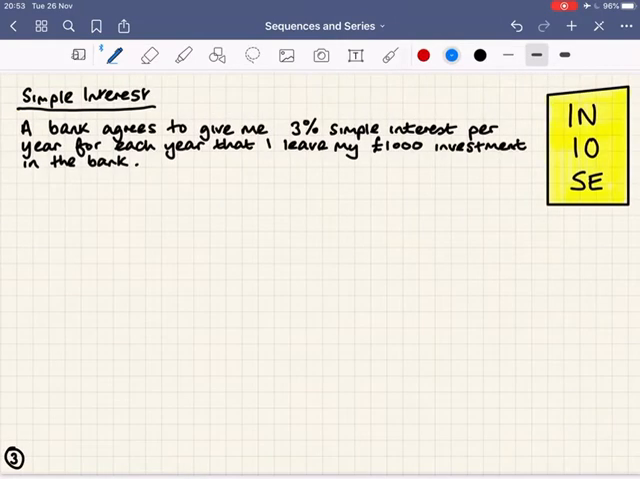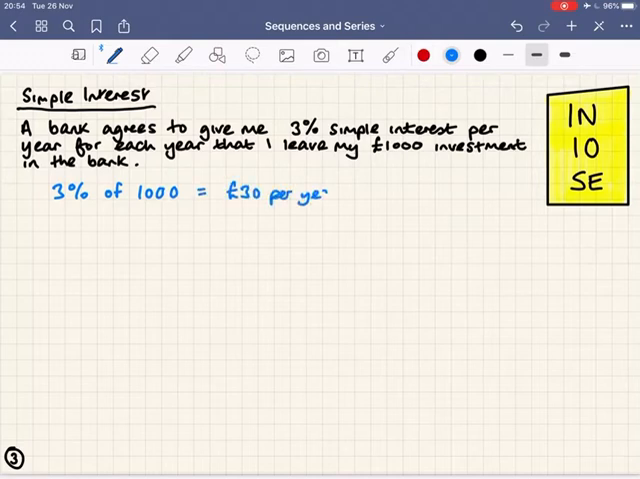So first of all, just using the idea of simple interest, this is the sort of interest that links to what we did on arithmetic sequences. So in the example that's given here, a bank agrees to give me 3% simple interest per year for each year that I leave my £1,000 investment in the bank. Now here, this just means I get the same 3% interest on my original investment. Well, hopefully you can calculate that. 3% of my 1,000 is the total of £30 per year.